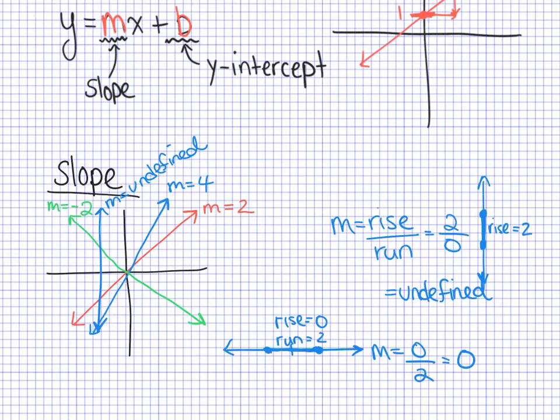So that's our slope summary. In activity 3, we learned that the bigger the number, the steeper the line.